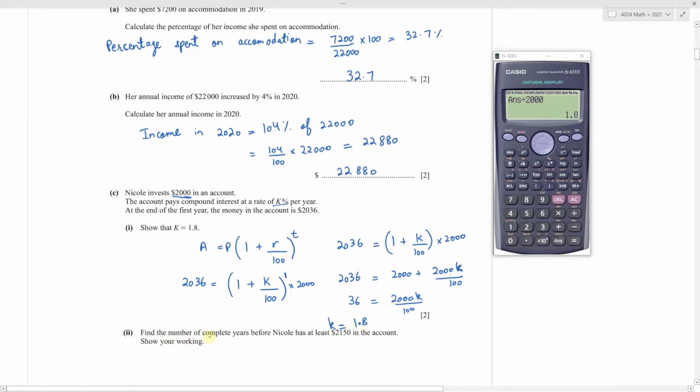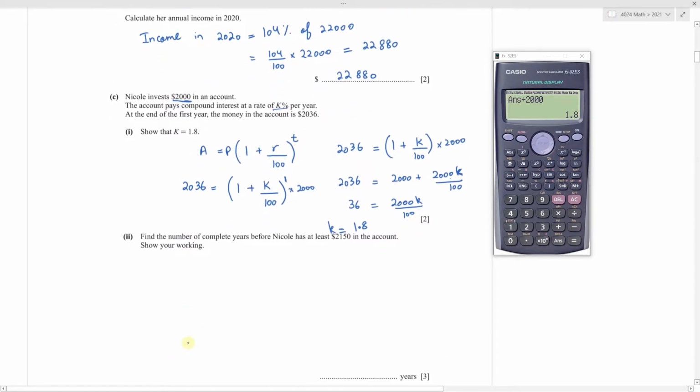Part 2: find the number of complete years before Nicole has at least $2,150 in the account. Show your working. Again, we'll use the same formula. I'll just replace the values directly now. So your principal investment is $2,000, 1 plus your k value, 1.8, over 100. And your time is unknown. So you have to actually find the number of complete years. So let's call this t.